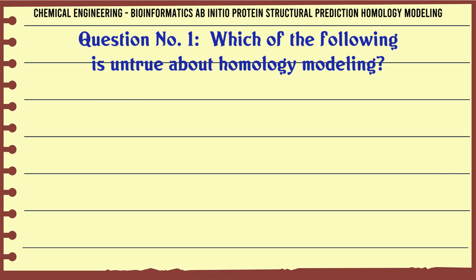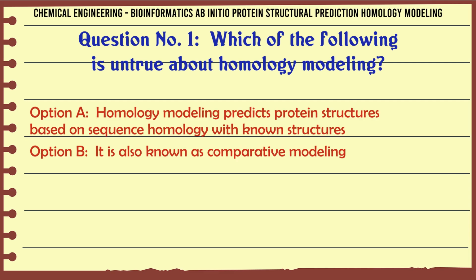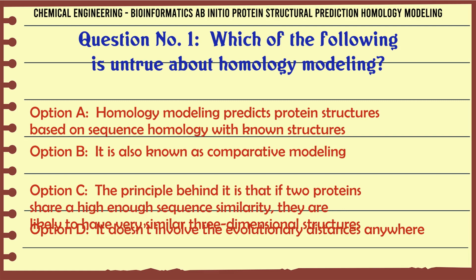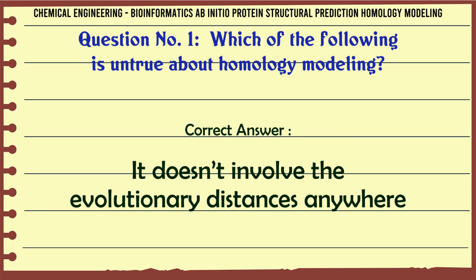Which of the following is untrue about homology modeling? A. Homology modeling predicts protein structures based on sequence homology with known structures. B. It is also known as comparative modeling. C. The principle behind it is that if two proteins share a high enough sequence similarity, they are likely to have very similar three-dimensional structures. D. It doesn't involve the evolutionary distances anywhere. The correct answer is it doesn't involve the evolutionary distances anywhere.